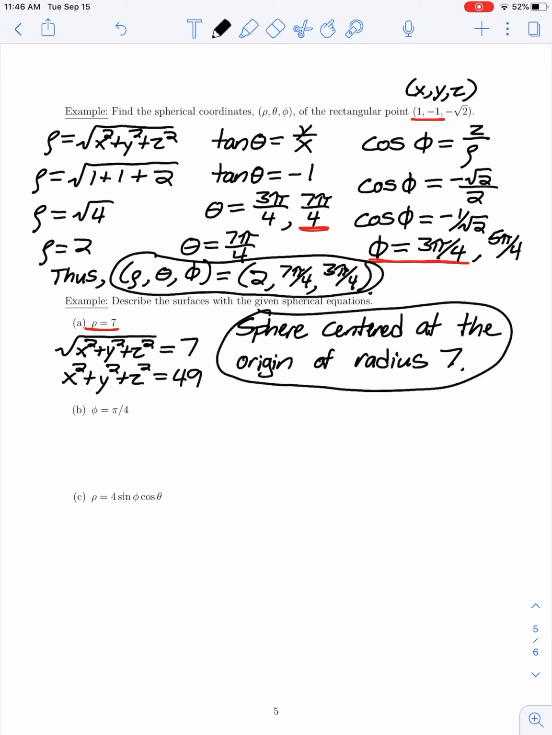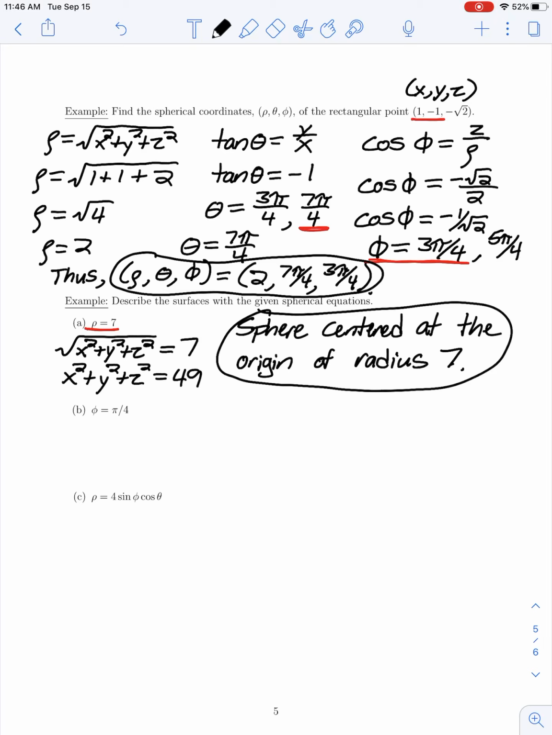So an equation which is a constant value of rho is describing a sphere whose radius is given by the constant value of rho. So let's look at another example. Suppose we have a constant value of phi. Say phi is equal to pi over 4.